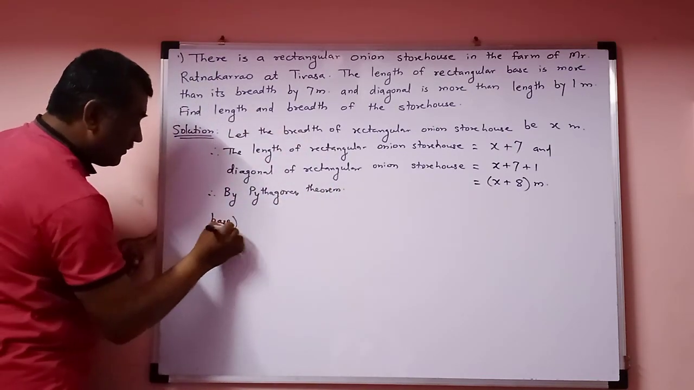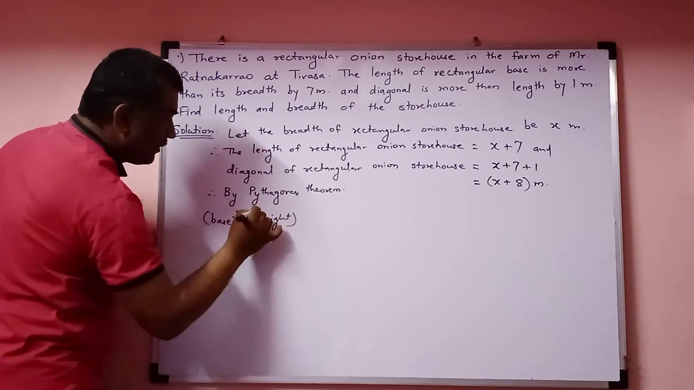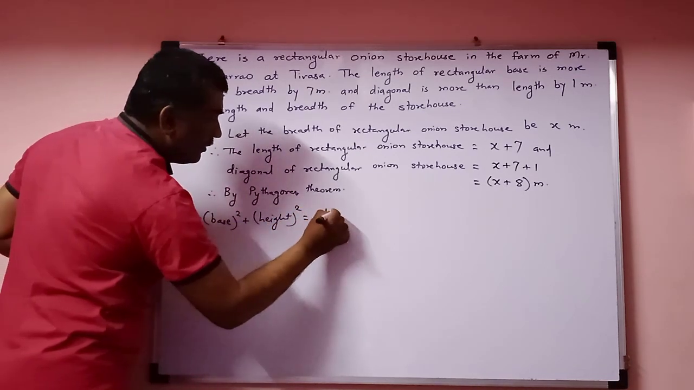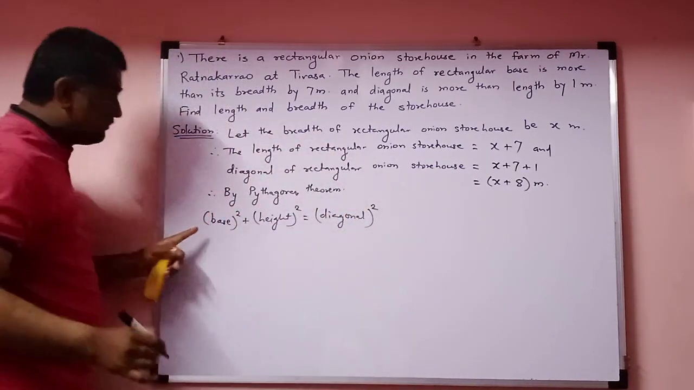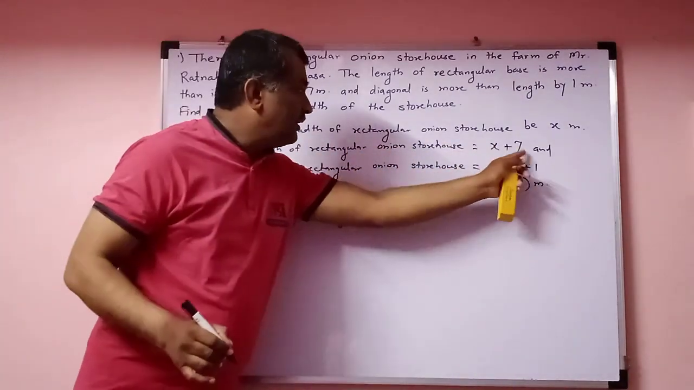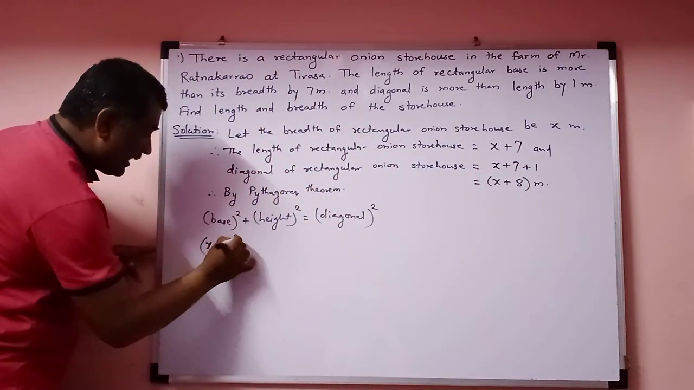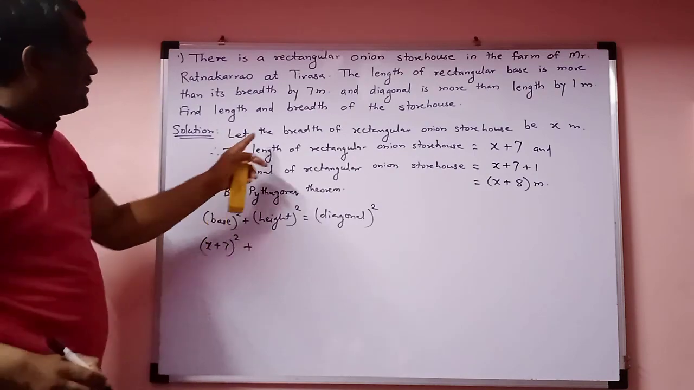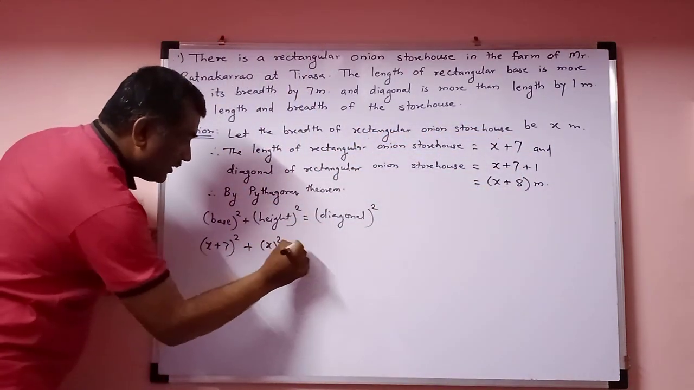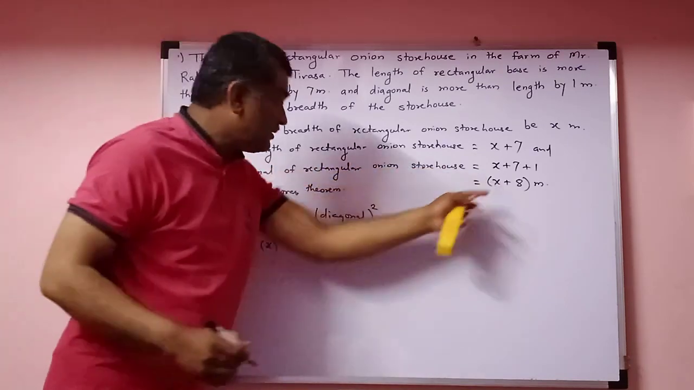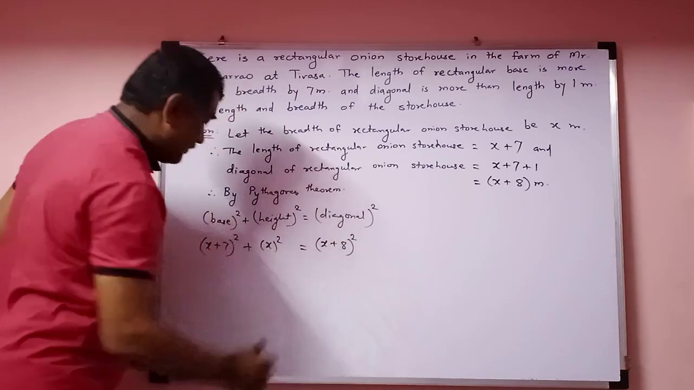base square plus height square is equal to diagonal square. Base means length. Length of rectangle is (x plus 7) whole square plus height means breadth. Breadth is x square is equal to diagonal square means diagonal (x plus 8) whole square.